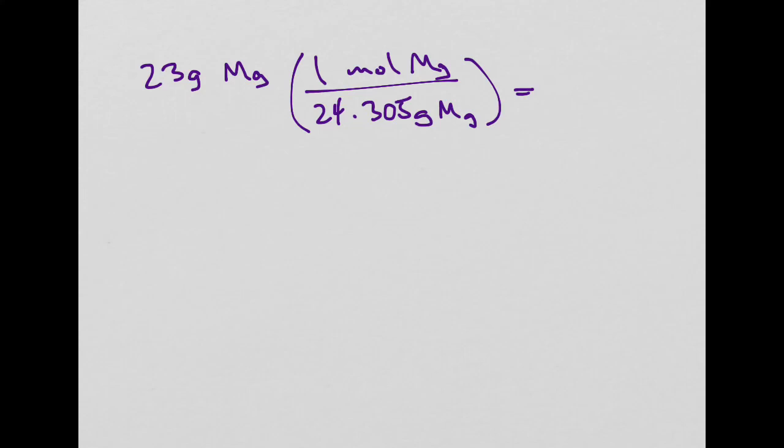My equivalency that I created from looking at the periodic table is 1 mole of magnesium per 24.305 grams of magnesium. And when I put this into my calculator, I get 0.8663 moles of Mg. Okay, and again, I'm going to square this up. We don't want to forget that, because those are going to be important for us to do the next piece, which is a limiting reactant piece.